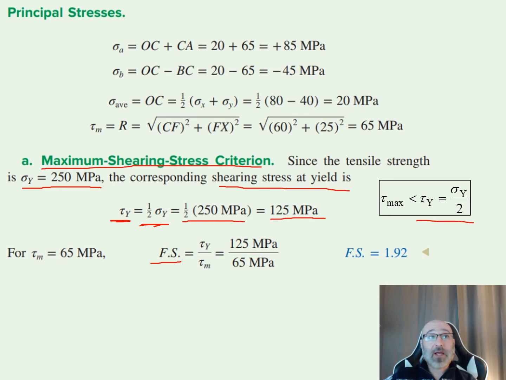125 megapascals. Now we've solved previously here that our tau sub m, our maximum shear stress, is 65 megapascals already. So if we take a look and recall back for our factor of safety, we can simply say that this is our tau Y over our tau m, or 125 over our 65 right there. So therefore our factor of safety is a 1.92 for this problem.